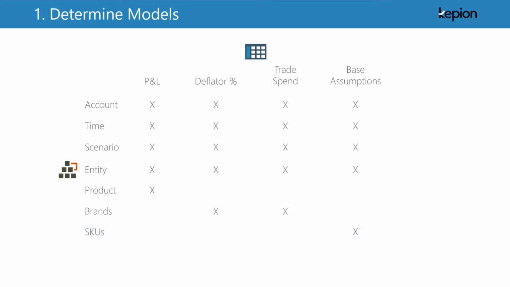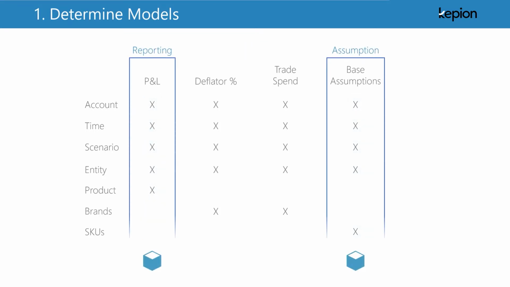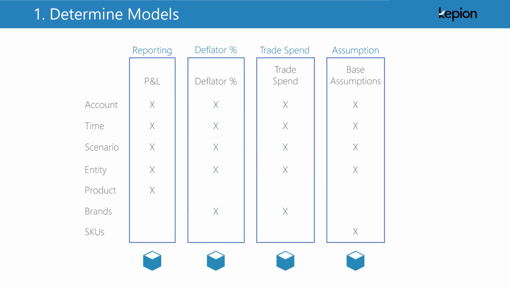Looking at the completed table, we can see that the P&L report and the base assumption form need a different set of member lists than the other 2 forms, which means they'll both need to belong to their own model. The deflated percent and trade spend forms, on the other hand, use all the same member lists and could belong to the same model. However, as their purposes are very different, we'll separate them as well to keep the data better organized. Note that this is just a matter of preference, and the way we make decisions like this will vary based on the requirements of the project.